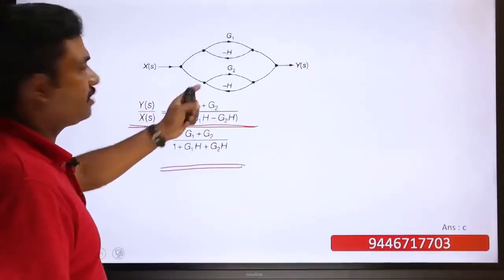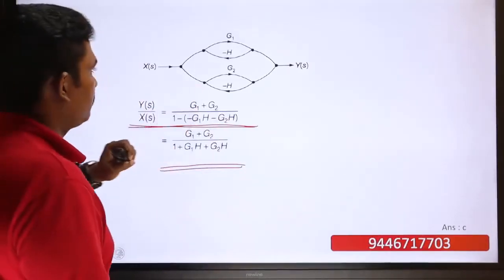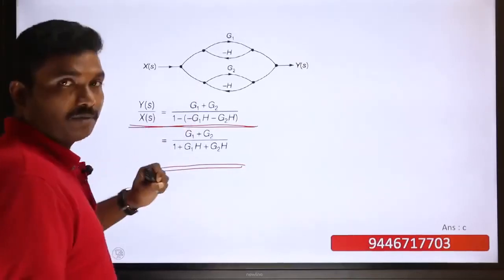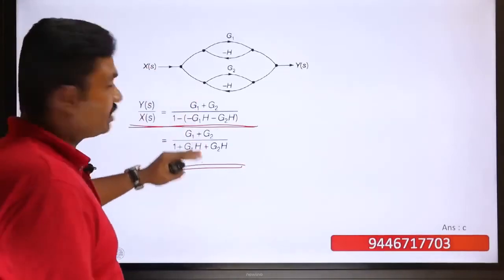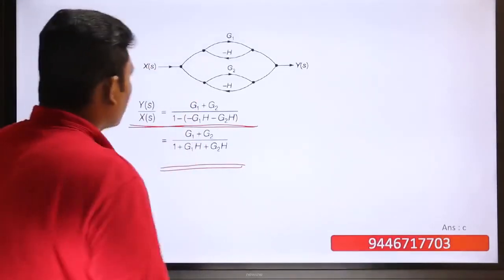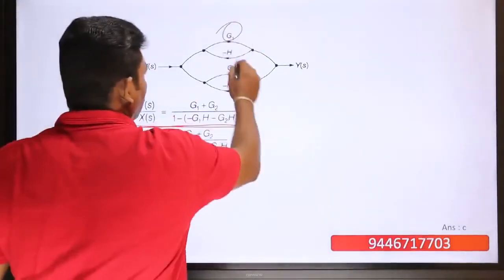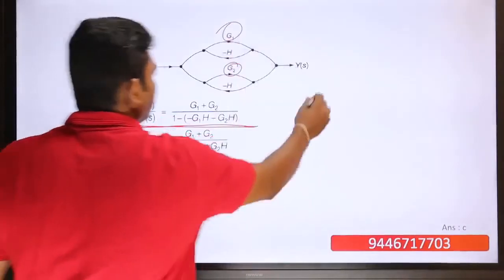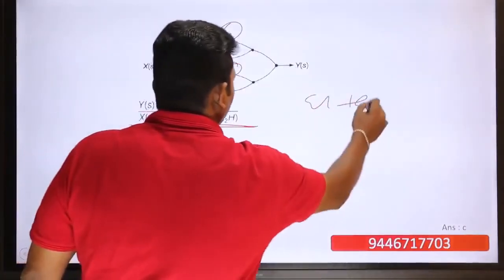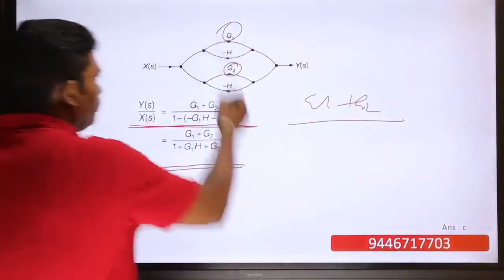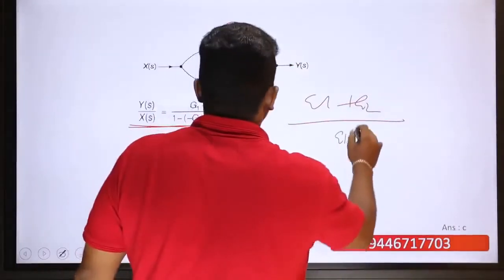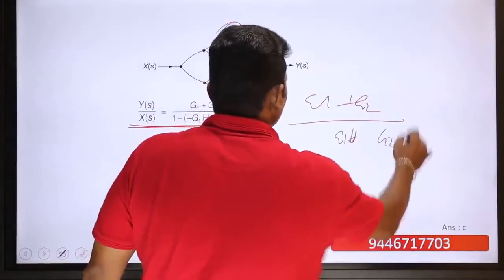So this is a typical format of a signal flow graph that you will have to remember. If this kind of format comes directly, then you will be able to write the expression directly as this, because g1 and g2 are the forward paths, which becomes g1 plus g2 in the numerator, and the loop functions are g1h and then g2h.